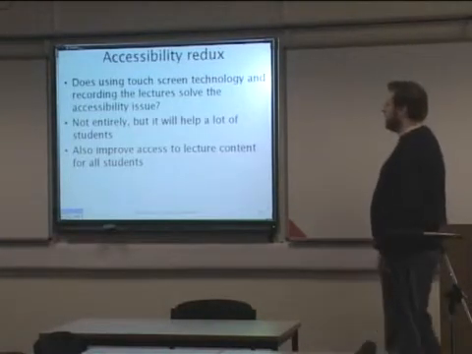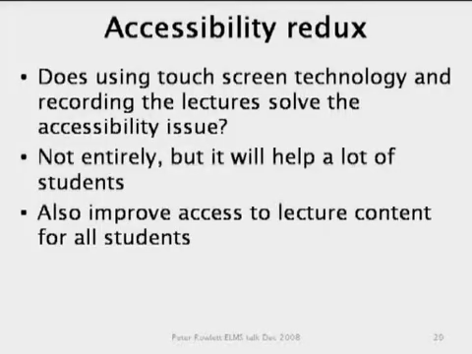Accessibility again. Does using touchscreen technology and recording lectures solve the problem? No. But it will help more students than would have been helped previously. It also allows improved access to lecture content for all students.